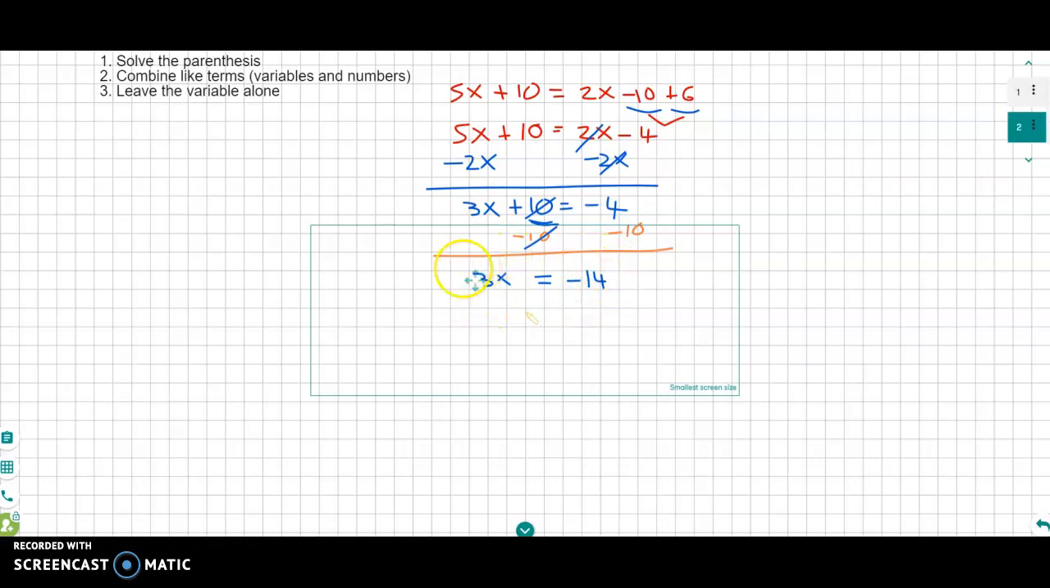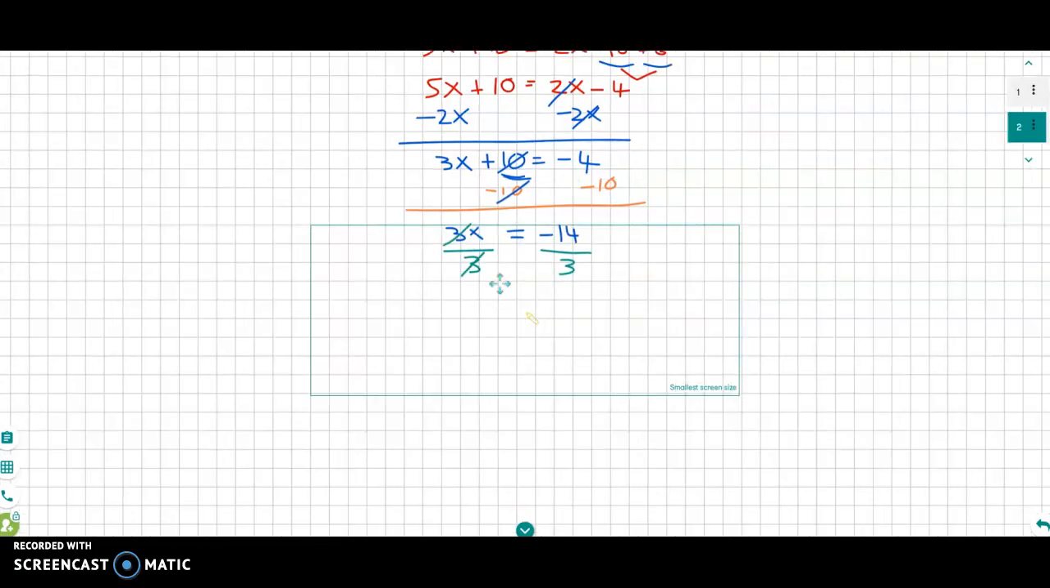How can we leave the variable alone? This 3 is multiplying the variable, so the final step we can divide by the same number. So we can cancel the 3, so they will be simplified, and finally we will have x equals minus 14 over 3.